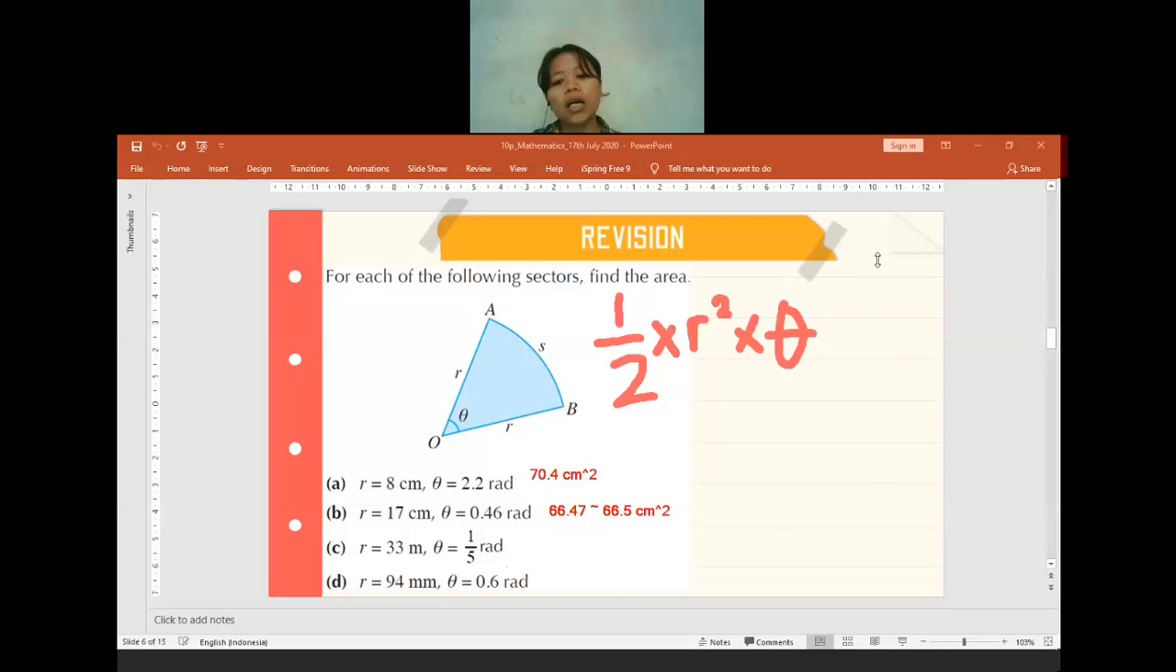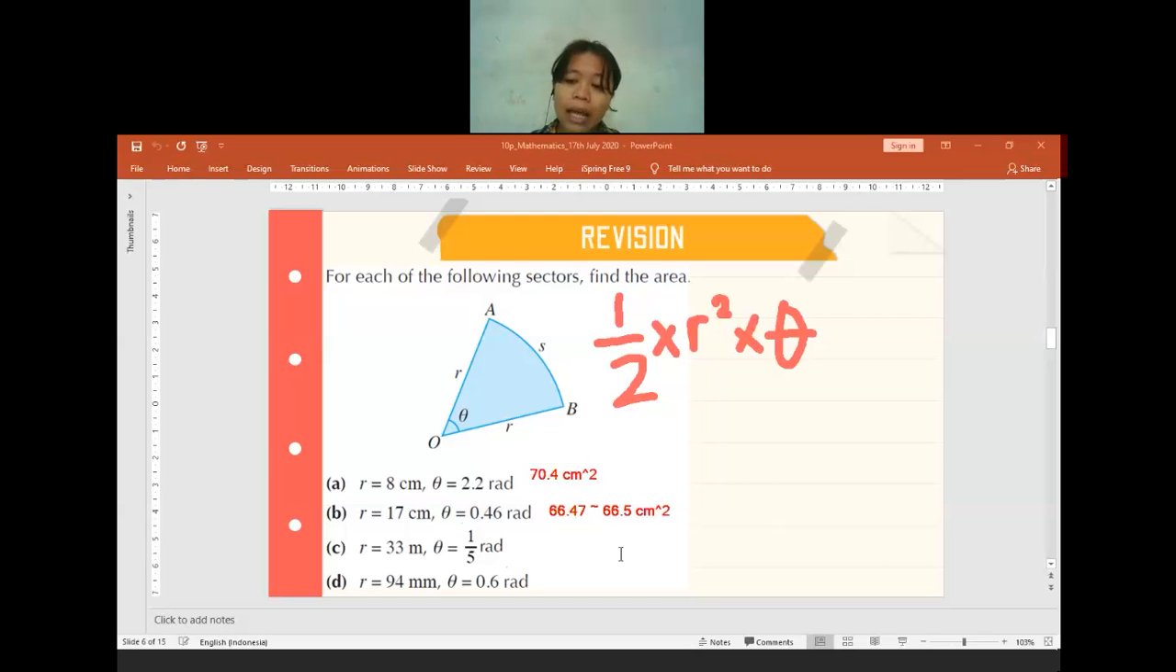The other step is pi. Sorry. Yeah. X divided by 360 times pi r square. It only happens when the angle is given in the degree unit. But now in this case, the angle is given in the radian unit. So you cannot use the other formula.